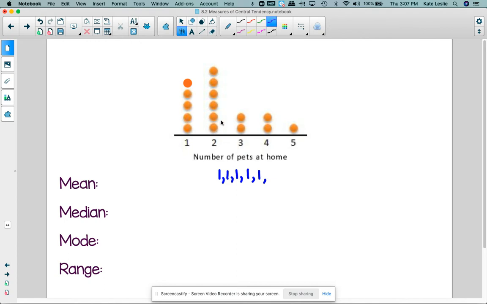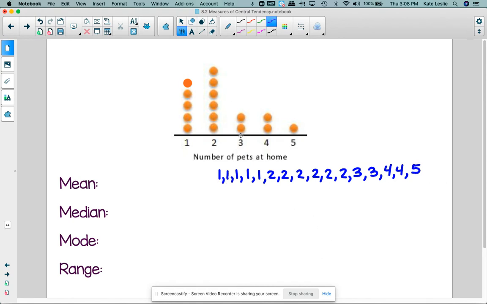Then next I have 6 people who have 2 pets at home. So 1, 2, 3, 4, 5, 6. Then I have 2 people that have 3 pets at home, 2 people that have 4 pets at home, and 1 person who has 5 pets at their house. Okay, so this is actually my data set.